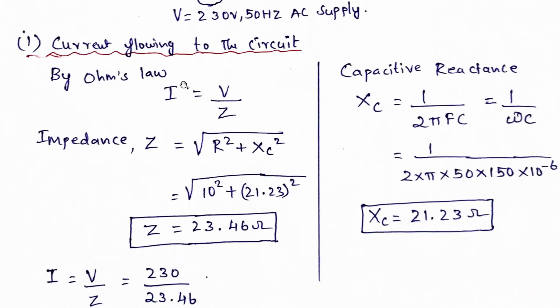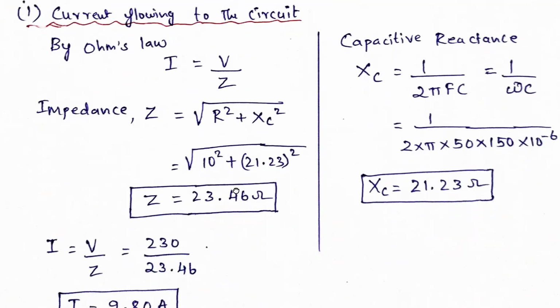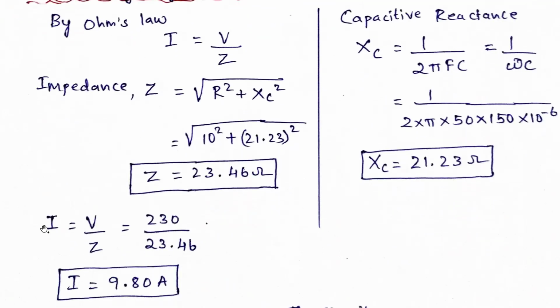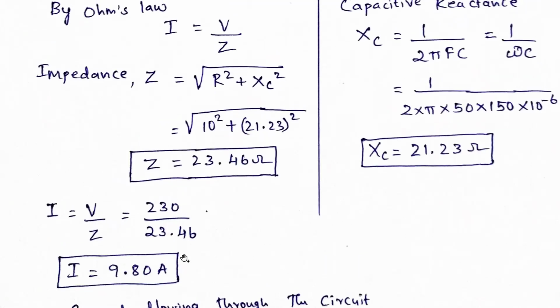Now we can easily find out the current flowing in the circuit. So I is what? I is equal to V by Z. So V is 230 volts divided by Z is 23.46 ohms. So here current you can easily find out as 9.80 amperes. So that is the current flowing in this particular circuit.